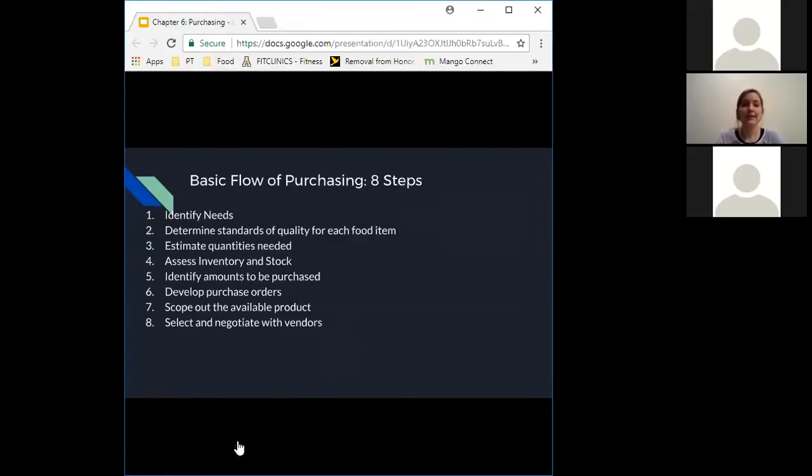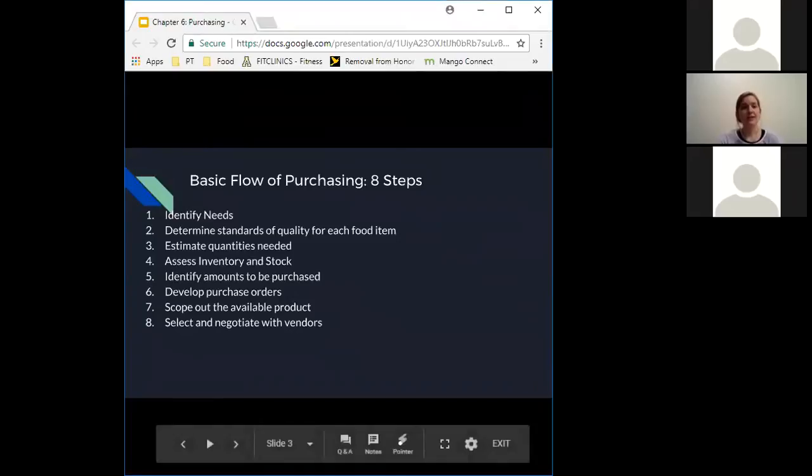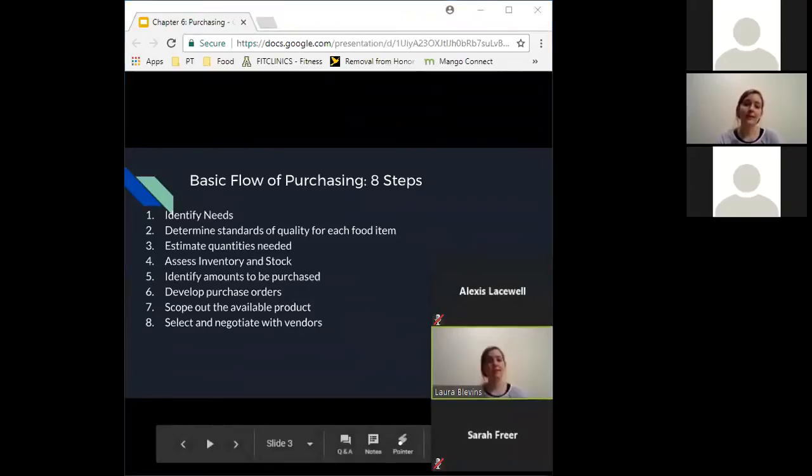Step 1 is to identify needs by planning new or reviewing existing menus for each business unit of the food service organization. Step 2 is to determine standards of quality and write the specifications for each food item. Step 3 is to estimate the quantities needed. Step 4, calculate the desired inventory or stock levels for each item. Step 5 is to identify the amounts to be purchased. This can be done by subtracting stock levels from desired quantities.